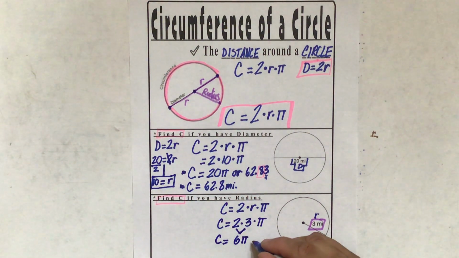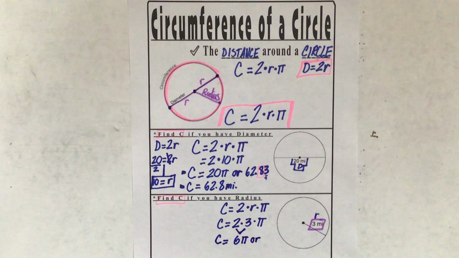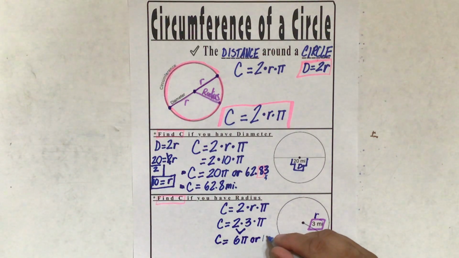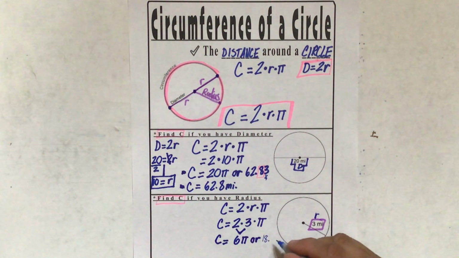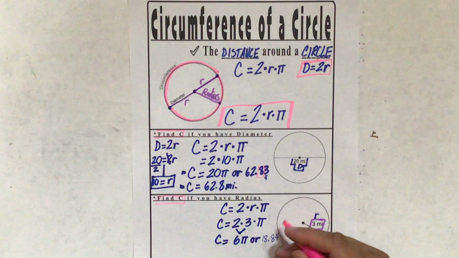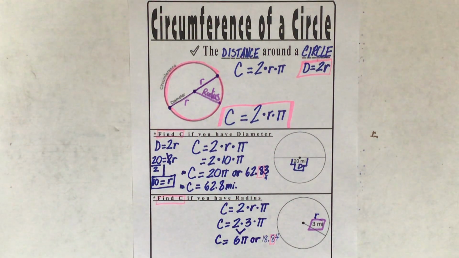So this is the answer in terms of pi, 6 pi. But if I want a decimal, right, I want it in decimal form, I have to do in the calculator 6 times pi, which gives you 18.84. Now again, my tenths place is one number after the decimal. So that means that this 4 is going to tell the 8 what to do. And since it's less than 5, it's going to tell the 8 to stay the same.